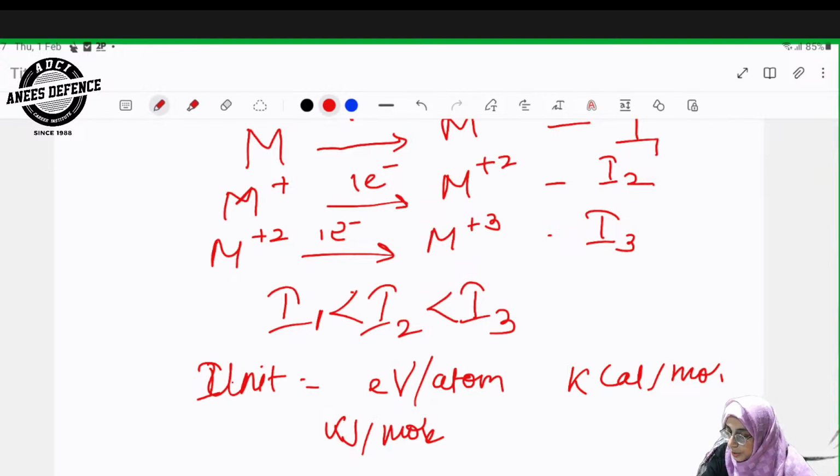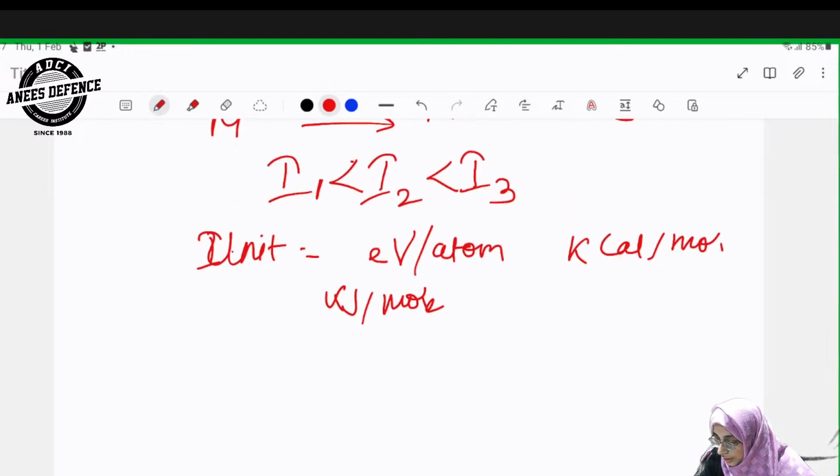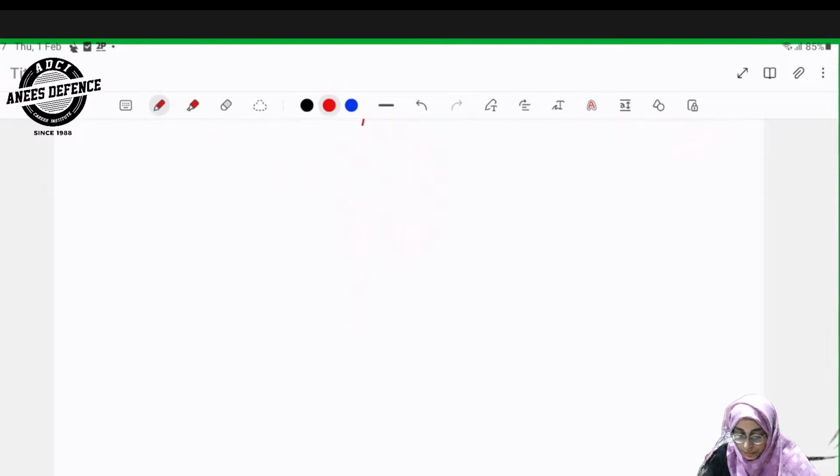Ionization energy is directly proportional to the nuclear charge. Ionization energy is inversely proportional to the atomic size. So ionization energy is the energy which is required to remove the loose electron. First ionization energy is lesser because it is for the removal of the first electron. Now the second ionization energy is the removal of an electron from M plus. And the third is the energy required to remove the electron from M2 plus.